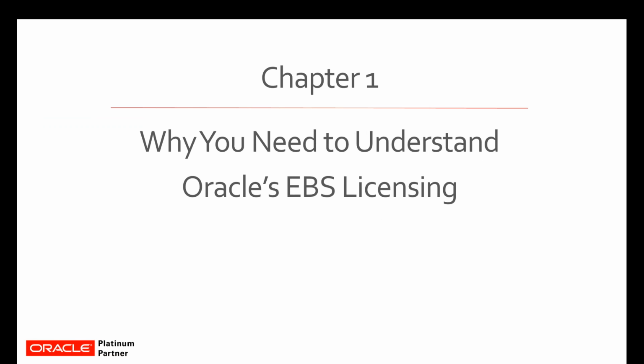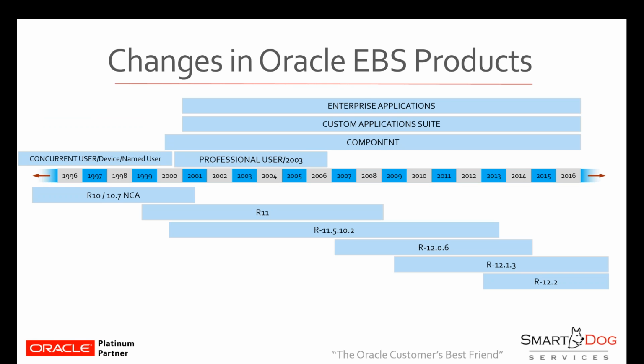So Chapter 1, why you need to understand Oracle's EBS licensing. Here's a brief 20-year summary of the eBusiness Suite ERPs that Oracle Corporation has released over the past 20 years. We started out with Release 10, 10.7 NCA, Smart Client. Then we moved on to Release 11, 11.5, 11.5.10.2, 12, 12.0.6, and currently 12.2.